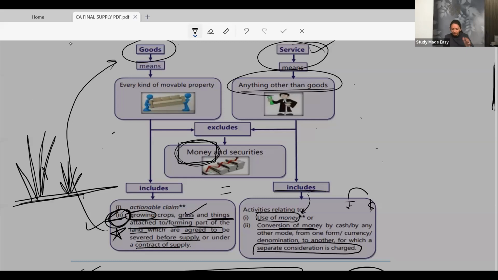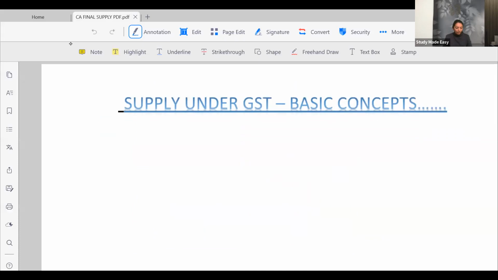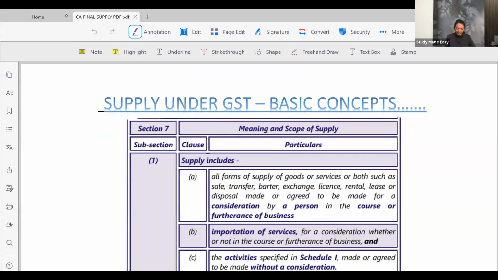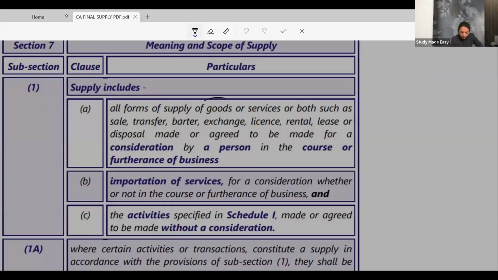So this is the definition of goods. This is the definition of service. Again, coming to the definition of supply, we are covering the definitions of goods and service, because the definition of supply states all forms of supply of goods, all forms of supply of service. So have we understood the supply of goods? Have we understood supply of service?